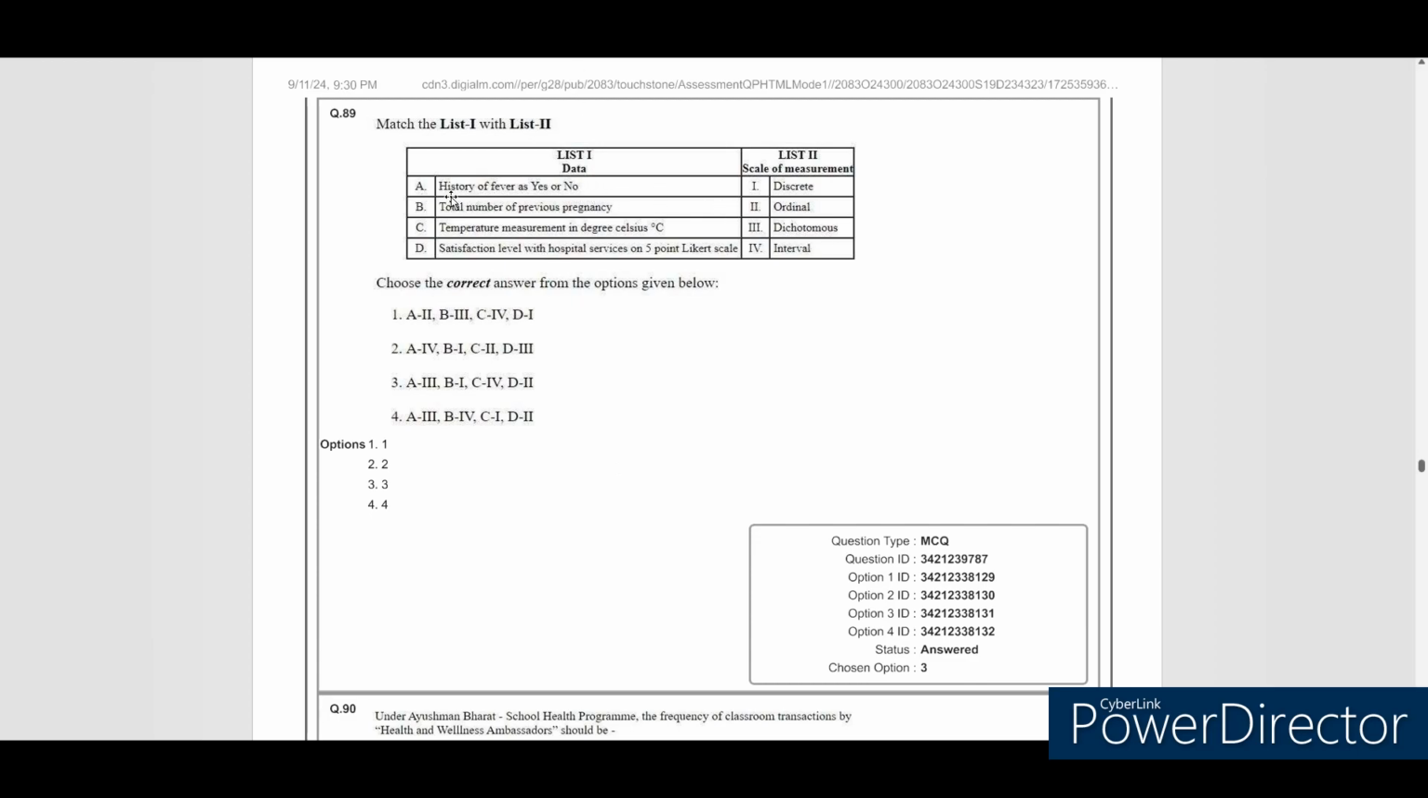So option A should be 3, A3. Total number of previous pregnancies can be only 1, 2, 3. It can't be 1.1, 1.2. So it is discrete, so option B should be 1. Coming to option C, temperature measurement in degrees Celsius, centigrade. That is interval, so option C is 4. And coming to option D, satisfaction level with hospital services on a 5-point Likert scale. Basically it's ordinal, right? So option D is 2. So the correct option is A3, B1, C4, and D2.